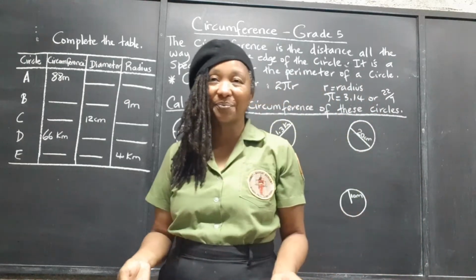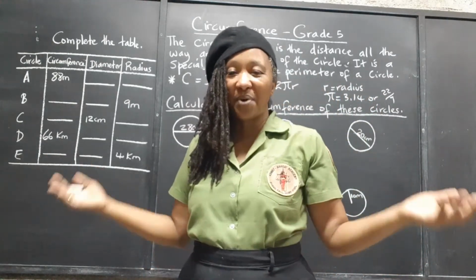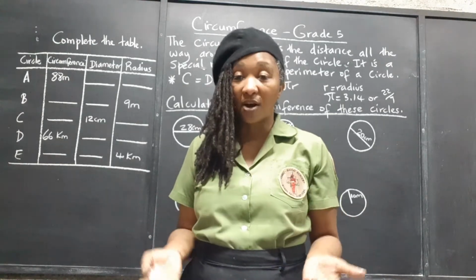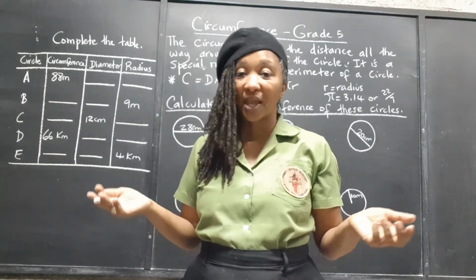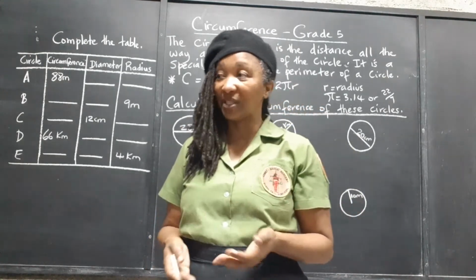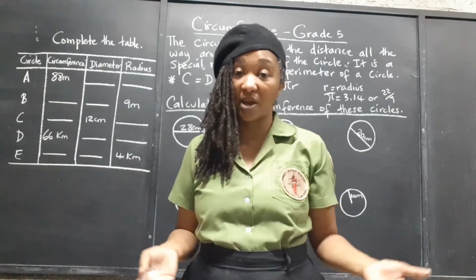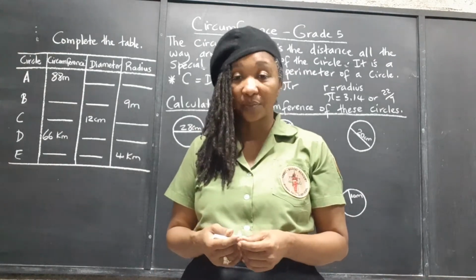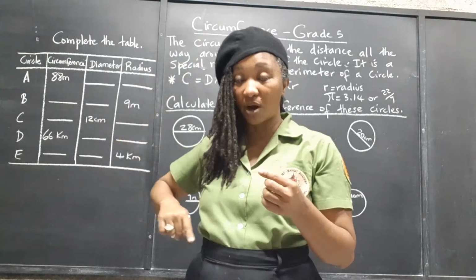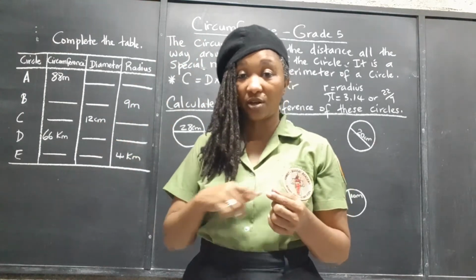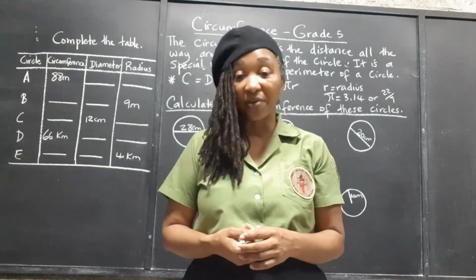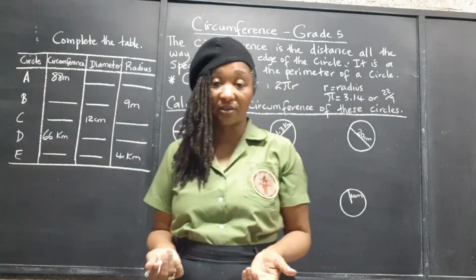So we don't say find the perimeter of a circle. We give it a special name, circumference. But it's the same concept as the perimeter of a triangle, the perimeter of a square. It's the same idea. We are calculating the distance on the outside, all the way around the edge, right? So the circumference is just a special name for the perimeter of the circle.